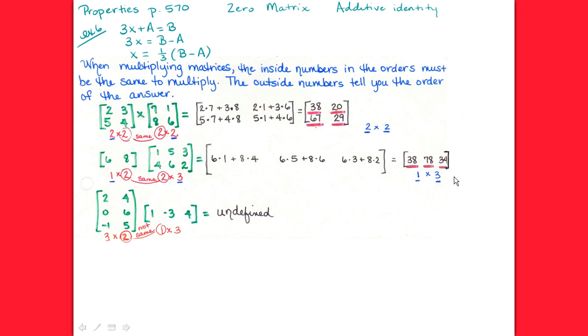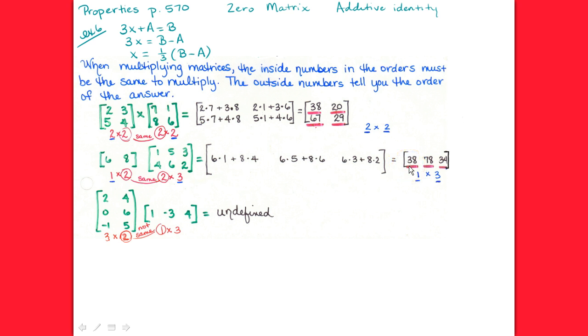I'm going to give myself one row with 3 columns in it, so I'm going to draw those 3 red answer blanks. So I start off and say, okay, if I need to know what goes in the first row, first column, then I'm going to take the first row, 6, 8, times the first column, 1, 4. So that would be 6 times 1 and 8 times 4, and then I'm going to add those together.